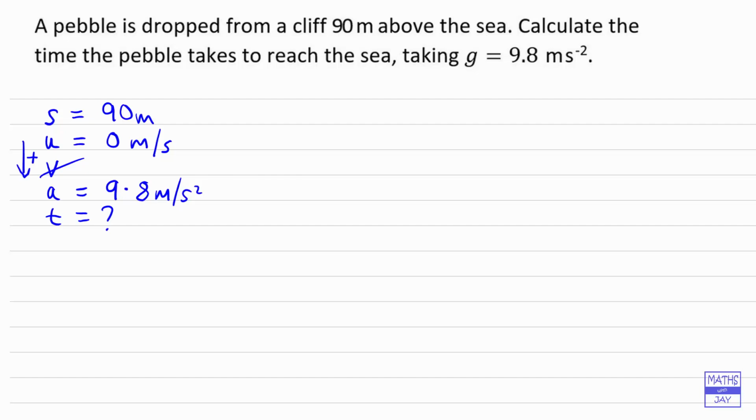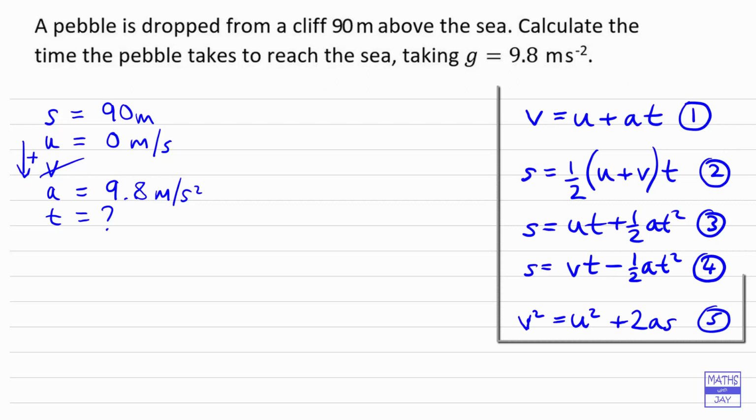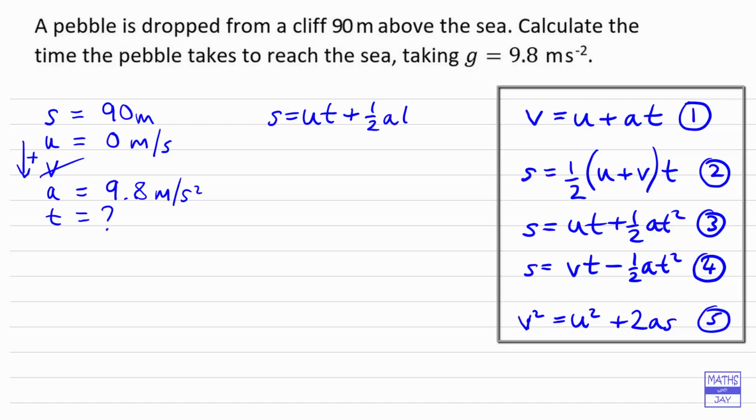So let's have a look at our equations of motion. So we want the one that doesn't involve v. So it's the equation that involves s, u, a and t. So we can see that's the third one here. So we're using s equals ut plus half at squared.